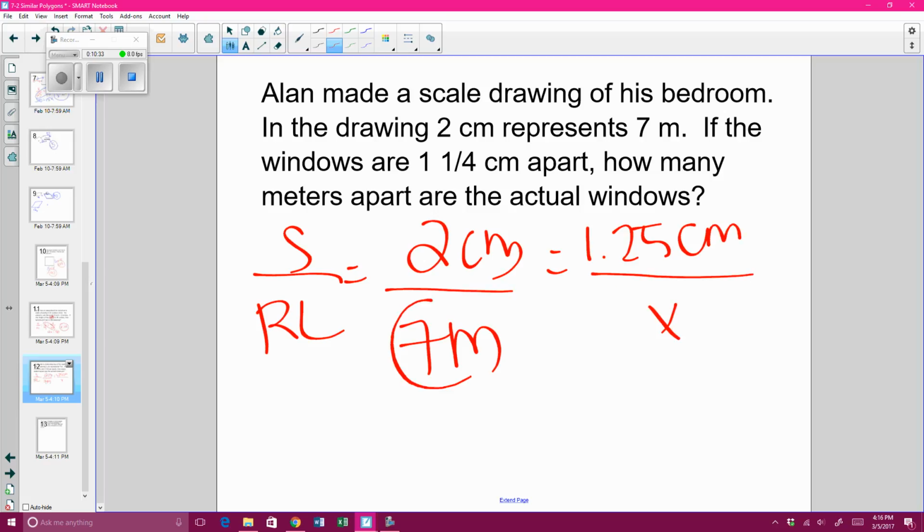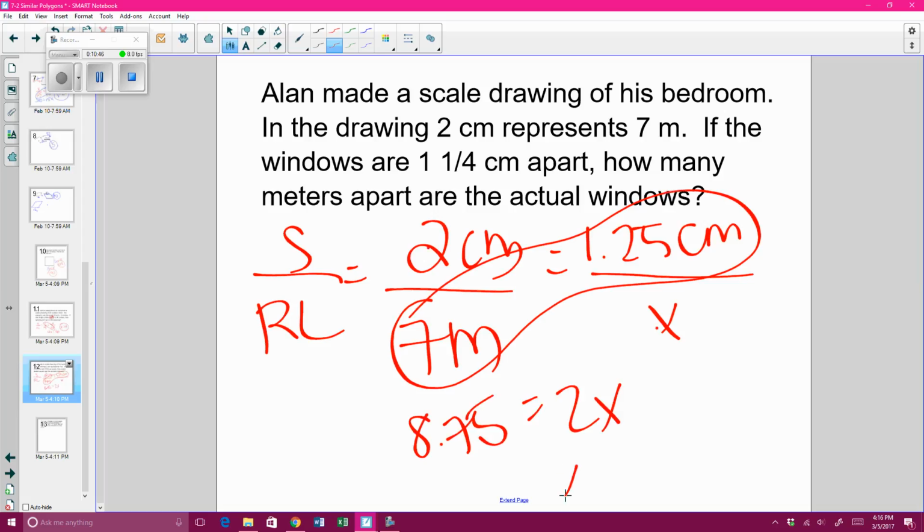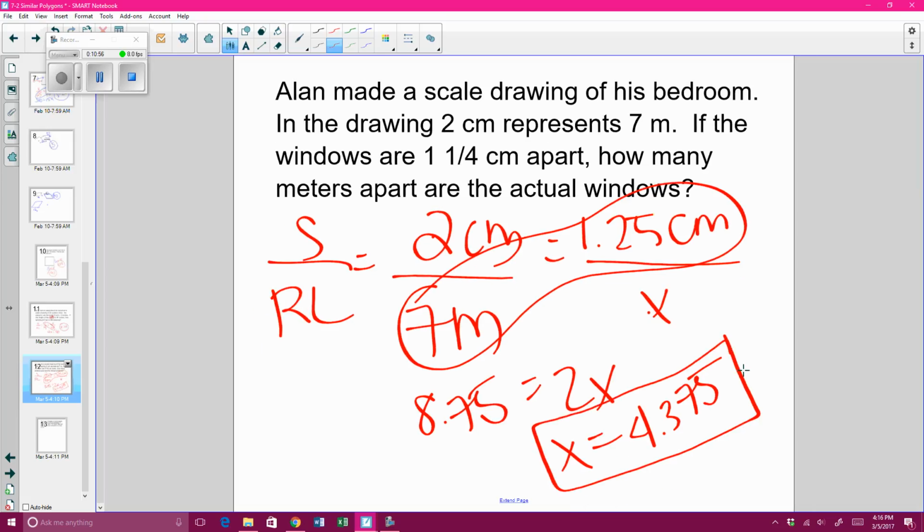So let's go ahead and cross multiply. 7 times 1.25 is 8.75. And 2 times x is just 2x. And so if you divide both sides by 2, you get that x equals 4.375. This is a terminating decimal. It ends. It does not go on forever. So it's a nice decimal, even though it's a little bit longer. Write the entire thing out.